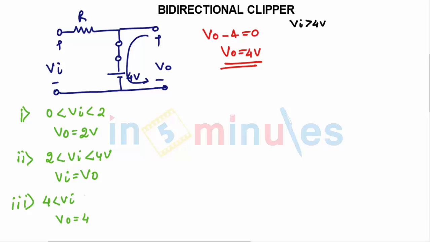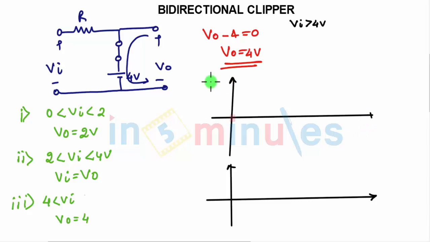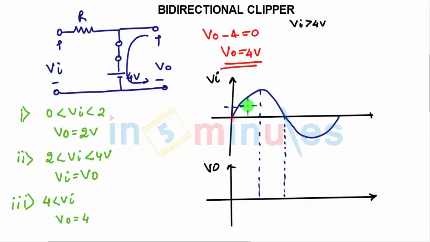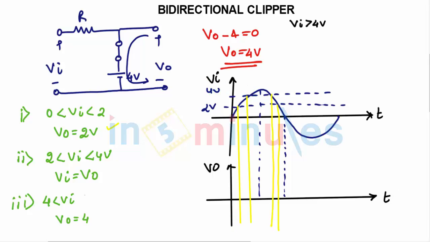Now to draw the waveform in this case, we have the input waveform VI and the output waveform VO. Your input is varying from 0 to 5 volts and 0 to minus 5 volts. So this is your maximum point. Say this is 2 volts, say this is 4 volts. When you project those lines, when your VI is less than 2 volts, your output voltage is continuously 2 volts. After that, until it reaches 4 volts, your VI will be equivalent to VO.